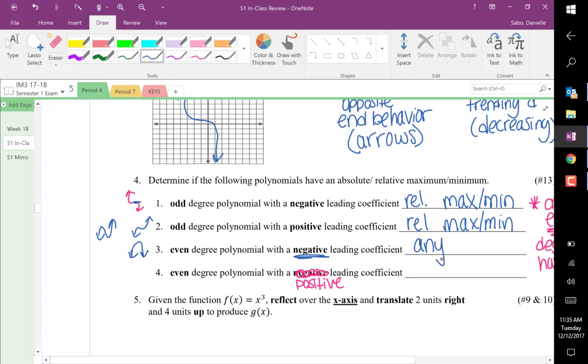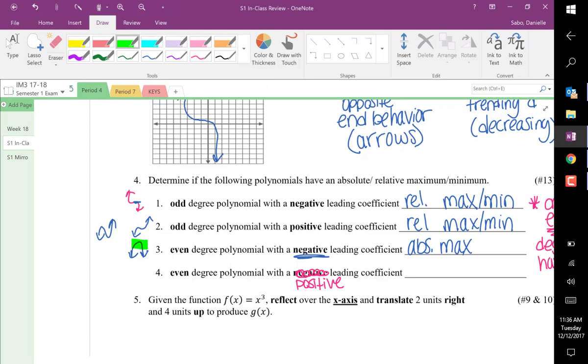It can have an absolute max. It can have, oh, no, it can't. Erase that. Yes, it has an absolute max. I apologize. Because look, for number 3, the one I drew off to the side, this in green, that piece, there's no point higher than that green spot right there. That means you have an absolute max.